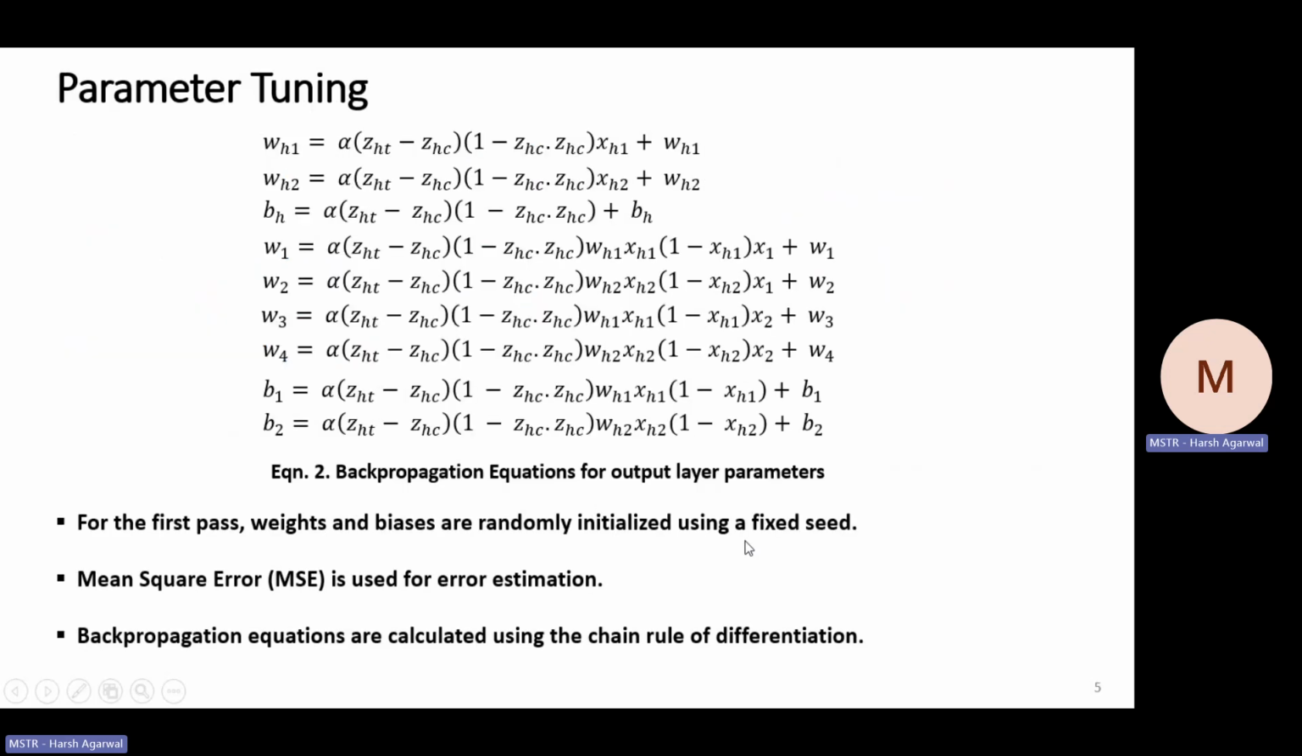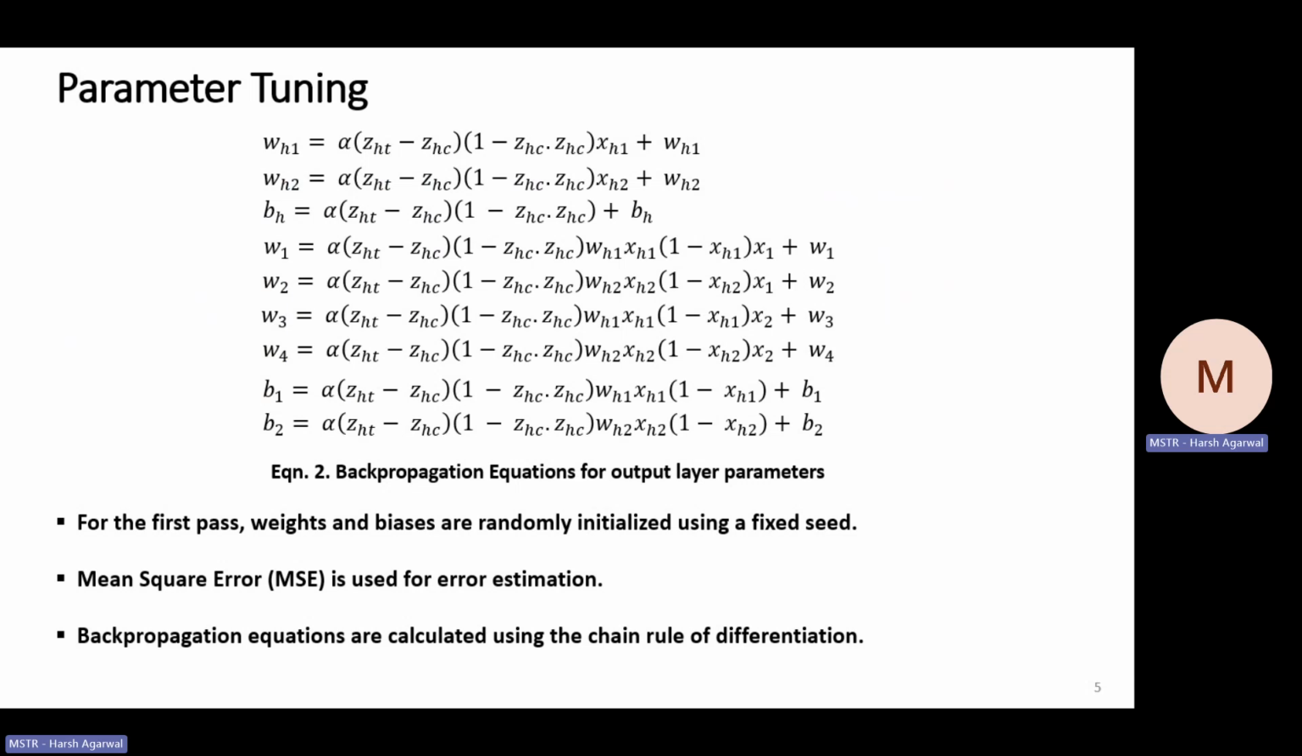Moving on to the next slide, which talks about the parameter tuning. Equation 2 outlines all the backpropagation equations for the different parameters in this network. The parameters WH1, WH2, and BH correspond to the output layer, and the parameters from W1 up till B2 are calculated by further using the chain rule of differentiation to calculate the parameters until the first layer, or the inner layer. In order to do this parameter tuning, first of all we do the first pass, or forward propagation.